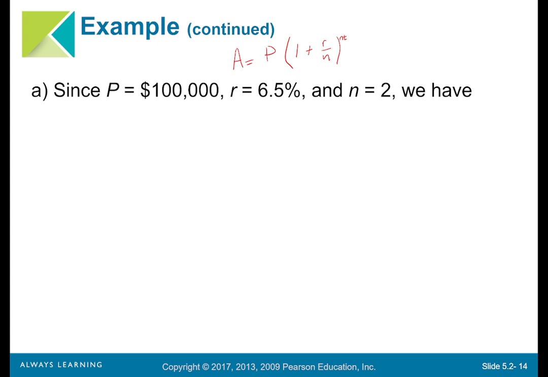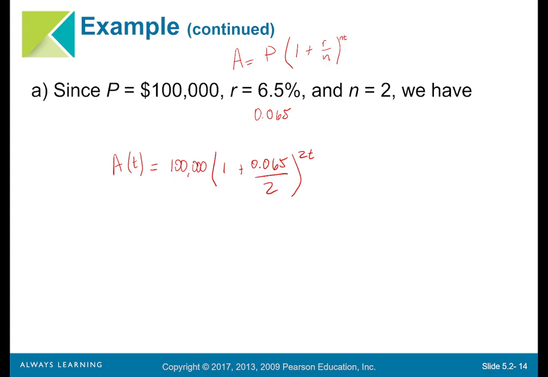So from the problem, we were given the principal amount of 100,000. We were given 6.5% annually, which we need to write as 0.065. And then we were told semi-annually, which means N equals 2. And now we just plug in these parts of the formula. A of t equals 100,000 times 1 plus 0.065 over 2 to the 2t.